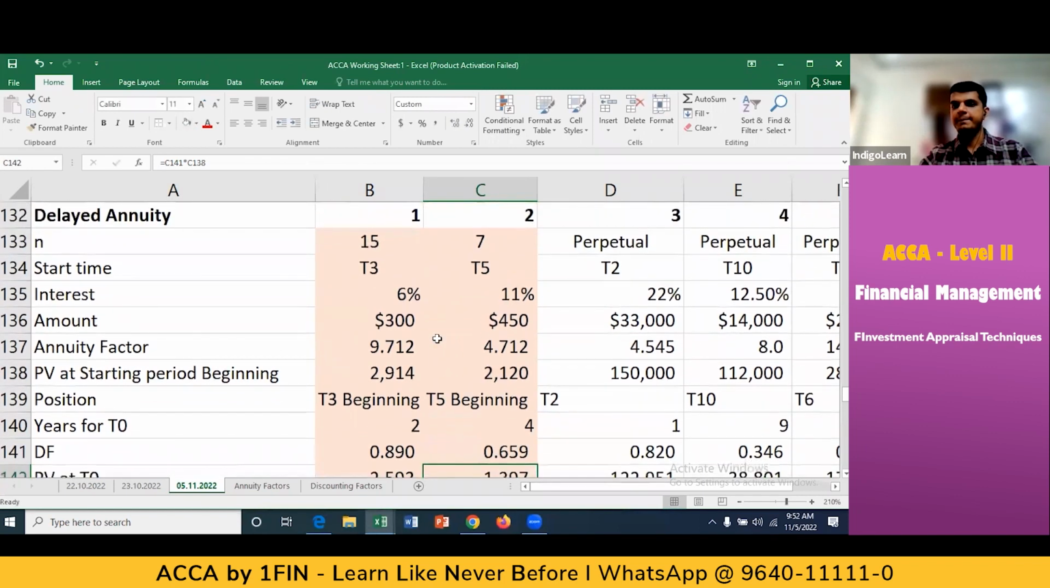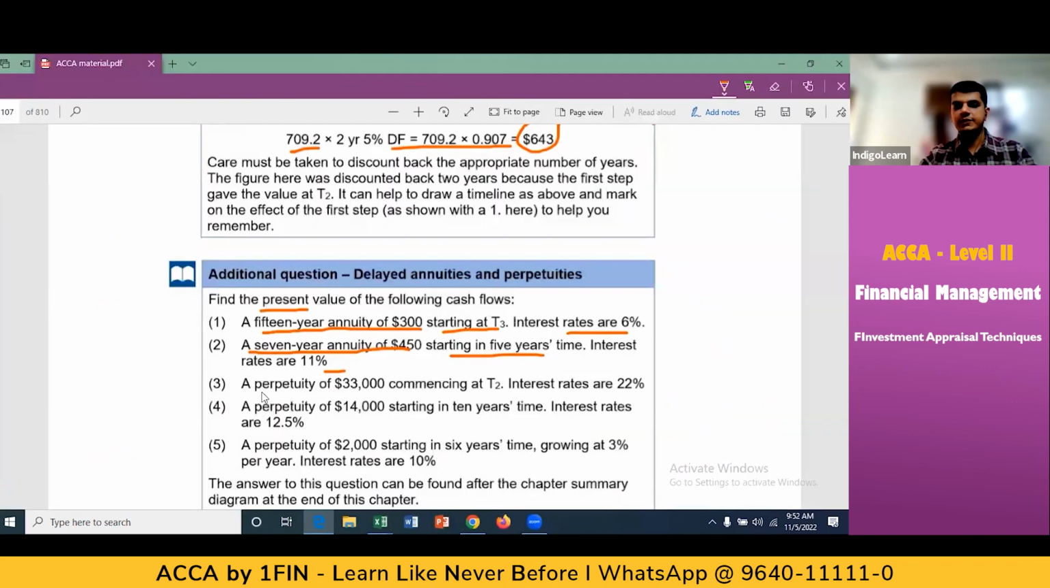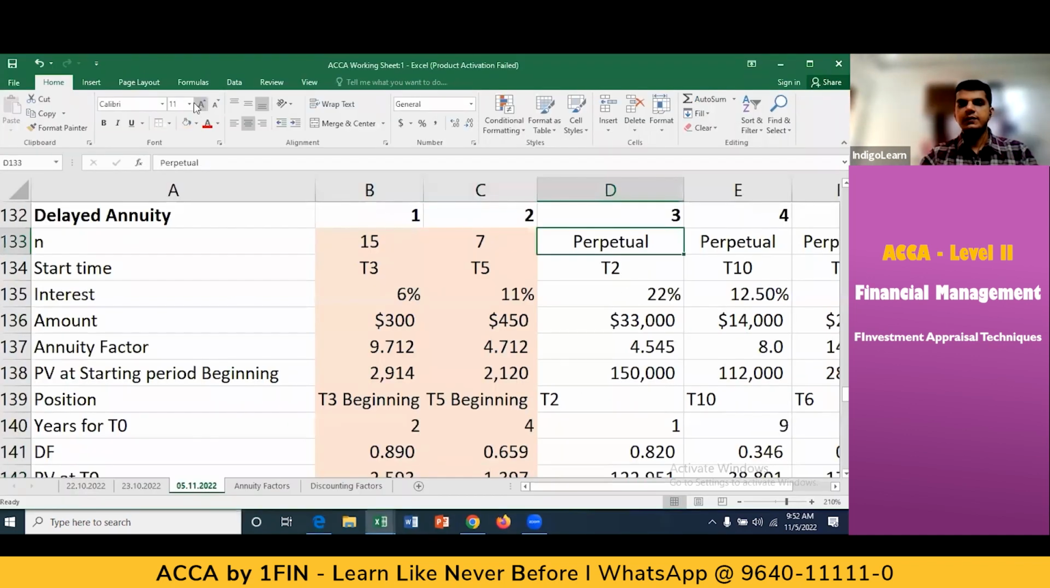Okay. Now comes the third example, of perpetuity. A perpetuity of $33,000 commencing at T2, interest rate 22%. So we'll be receiving that perpetuity from the end of year 2. It is a perpetuity question, rate is 22%, amount $33,000. For perpetuity, the annuity factor is 1 divided by R. It will give me the value at T2 beginning.